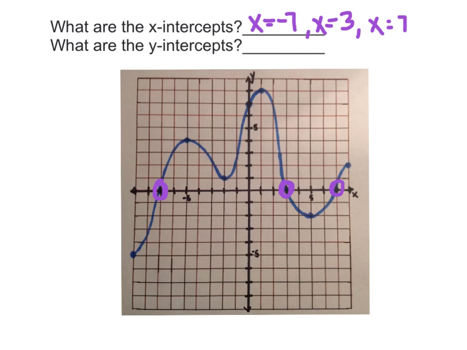Now as far as the y-intercepts, now remember, you can have at most one y-intercept, and that's right here, and we'll say y equals 7.